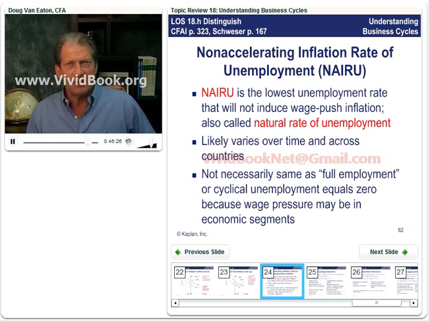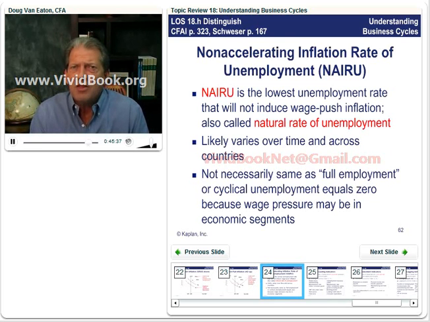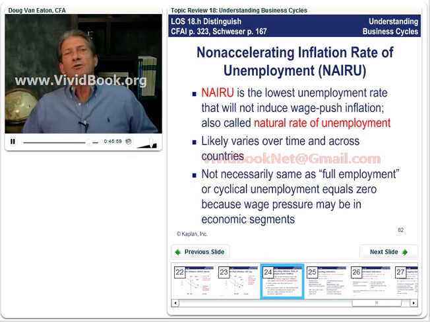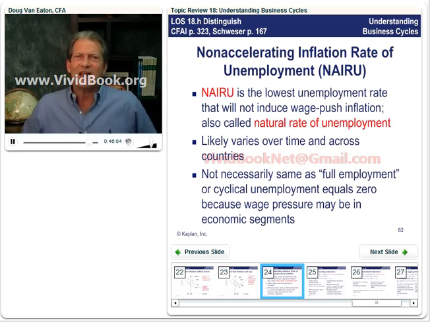Okay, this is just definition here. NAIRU, it's not one of those little jackets with the funny collars from back in the 60s. NAIRU is the lowest unemployment rate that will not induce wage push inflation. The non-accelerating inflation rate of unemployment. So the rate of unemployment that won't accelerate the inflation rate. Sometimes called the natural rate of unemployment. Now, whatever this rate is, it likely varies over time and across countries. And remember, it's not the same as full employment.